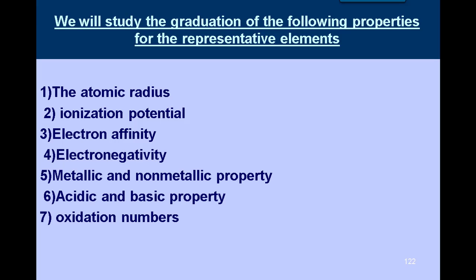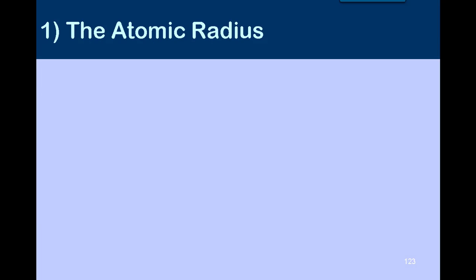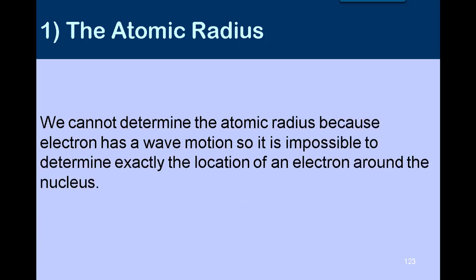In the following lessons, we are gonna talk about metallic and non-metallic property, acidic and basic property, and finally we are gonna discuss oxidation numbers. Let's start with the first property, which is the atomic radius.